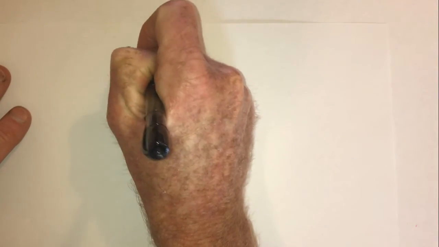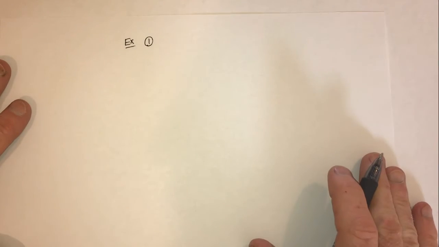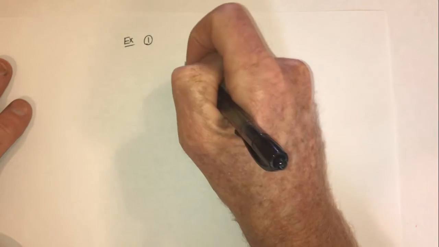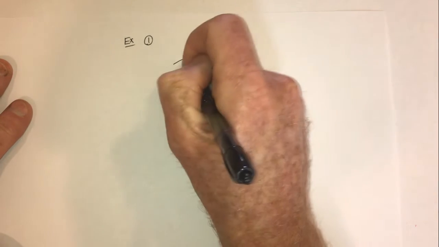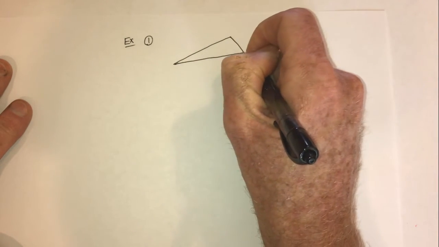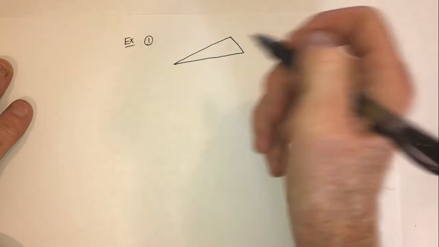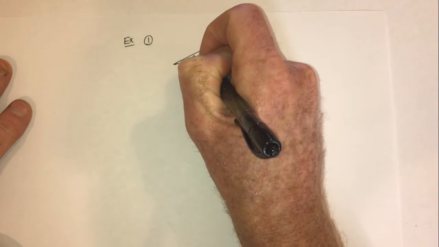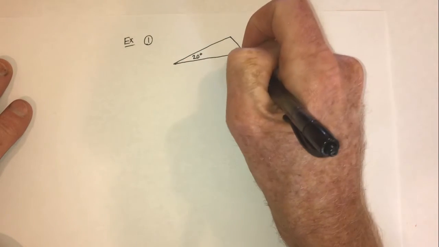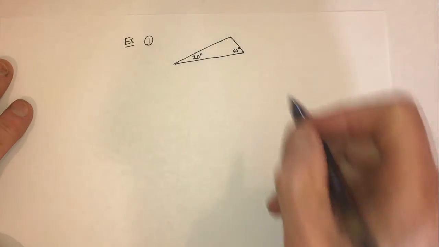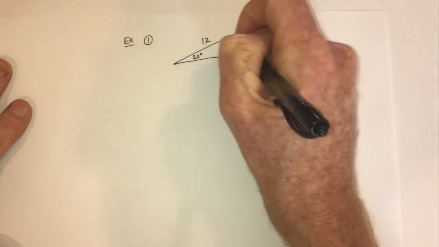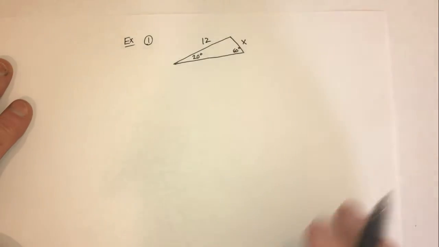So for example number 1, suppose that this is the triangle. So this is 20 degrees, this angle is 60 degrees, this side is 12, and this side is x.